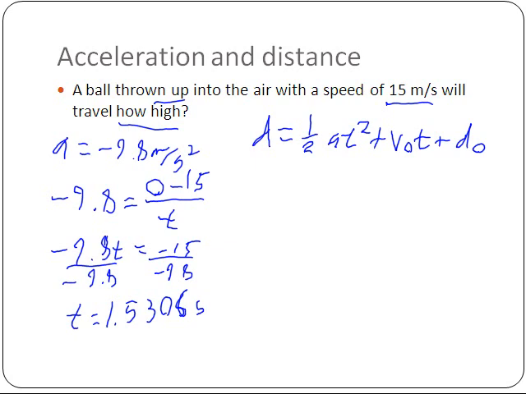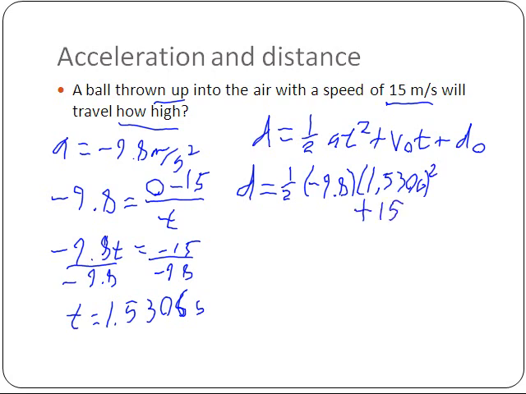And so to find this distance here, we're going to plug it in. The distance we're looking for is equal to 1/2 times the acceleration, which is negative 9.8 because it's on Earth, times the time squared. Time is 1.5306 squared, plus the original velocity, which we're told was 15, times the time, 1.5306, plus the original distance. In this case, it's being thrown from the ground.